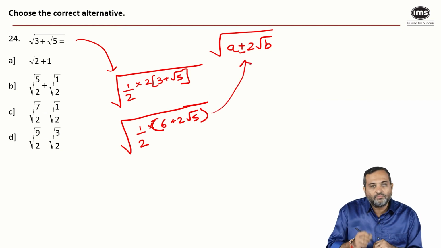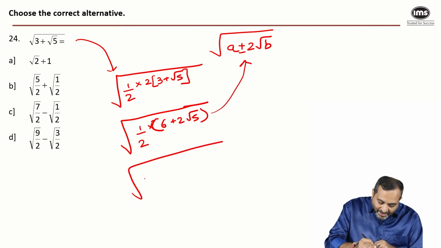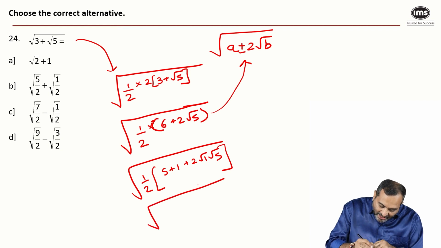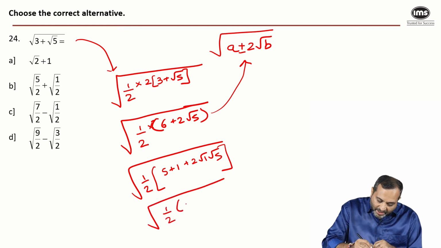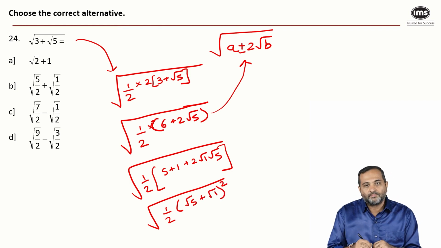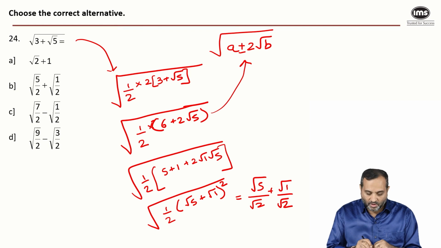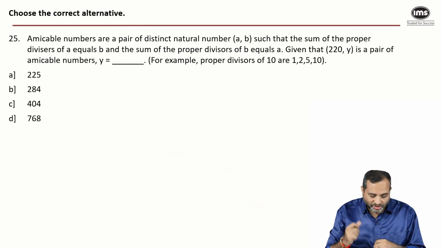Is it of this form? So can I say, if you write 6 as 5 plus 1, plus 2 root 1 root 5. Can I therefore write this as half into, can I say this will become root 5 plus root 1 the whole square. Hence, if you check, you will get root 5 by root 2 plus root 1 by root 2. Which is this option? This is nothing but option 2 and hence the answer. Let's look at the next question.